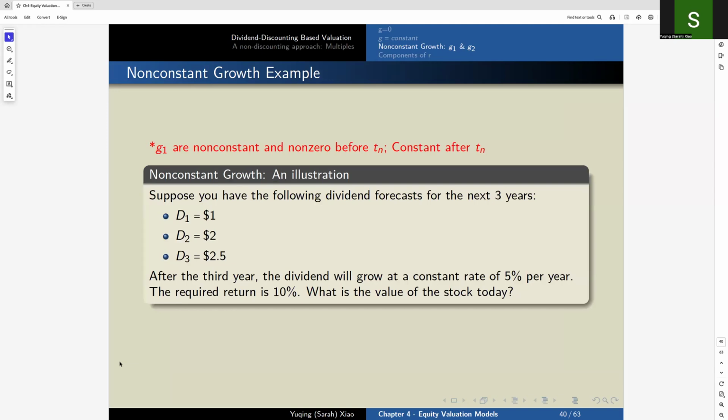Let's try a specific example. Suppose we forecast the following dividends: $1 next year, $2 in year 2, and $2.5 in year 3. After year 3, dividends are expected to grow at a constant 5% forever. The required return is 10%. How do we value this stock today?